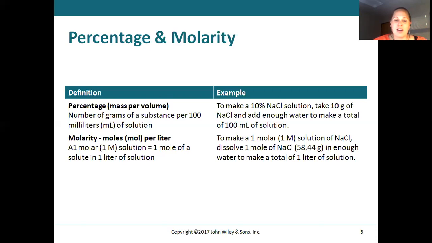Again, moles or molarity is moles per liter. This is going to be based off of the atomic mass, and so you're going to need to know the atomic mass in order to do this calculation. So for sodium chloride, that is 58.44, and that goes into 1 liter of solution.